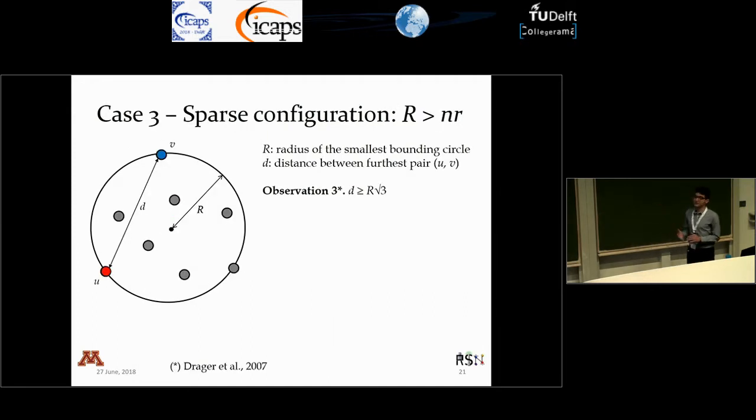The next case is the sparse configurations. Here we again consider the smallest enclosing circle and denote its radius by capital R. And suppose D denotes the furthest pairwise distance. So we know that D cannot be any smaller than R times root 3, which corresponds to the case where 3 robots on the smallest enclosing circle are in an equilateral triangle formation. So for any other configuration, D is going to be larger.